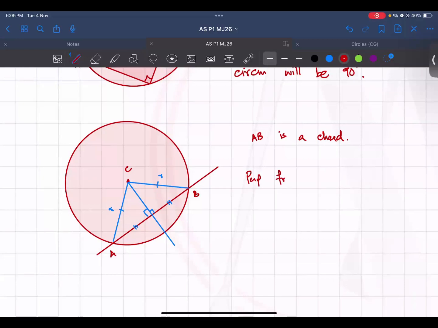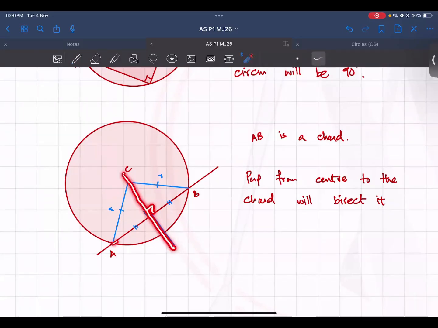Perpendicular from center to the chord will bisect it. Bisected means it will divide it into two equal divisions. Or you can also say that the perpendicular bisector of the chord passes through the center. This line is the perpendicular bisector of this chord, right? So the perpendicular bisector of any chord on a circle will pass through its center.